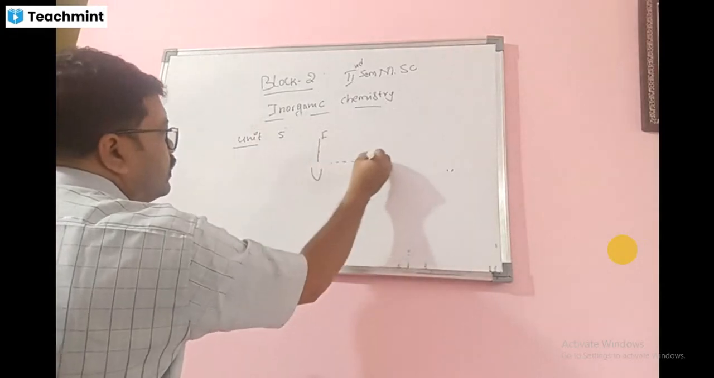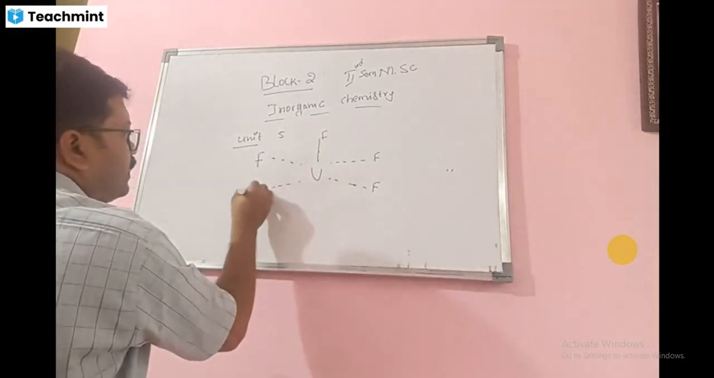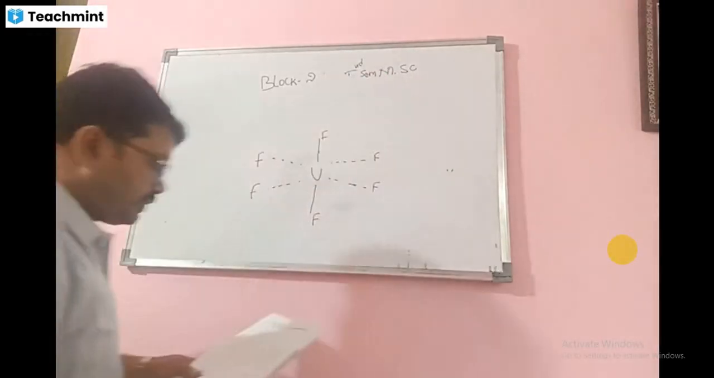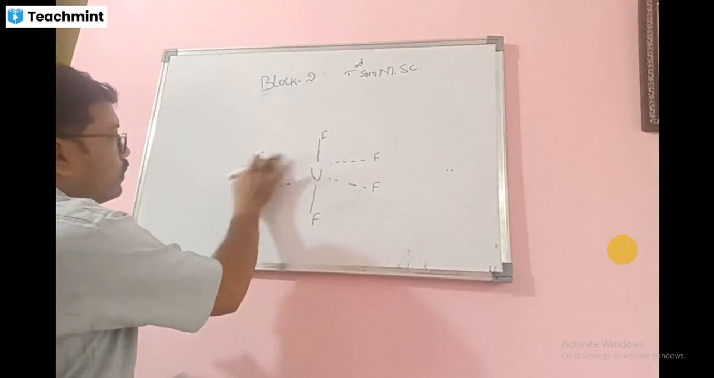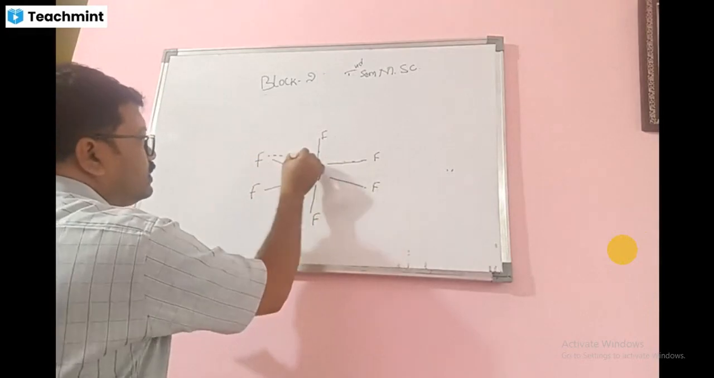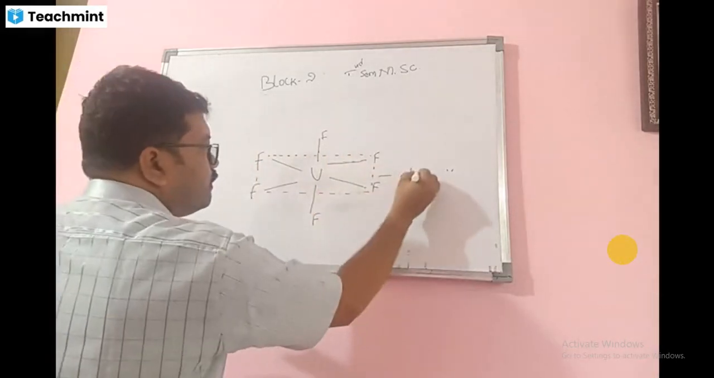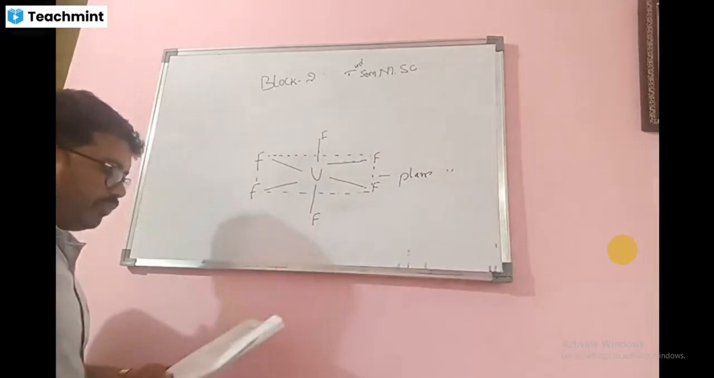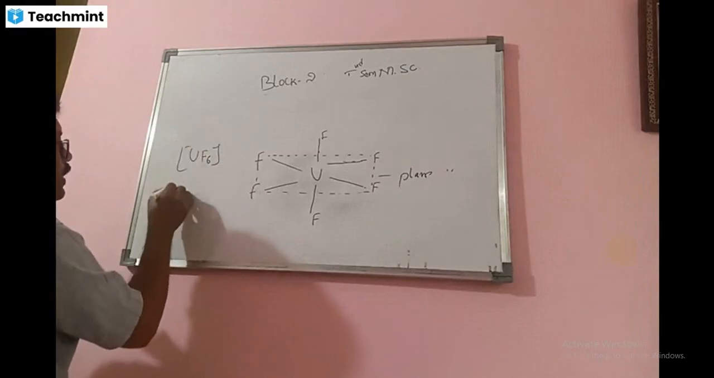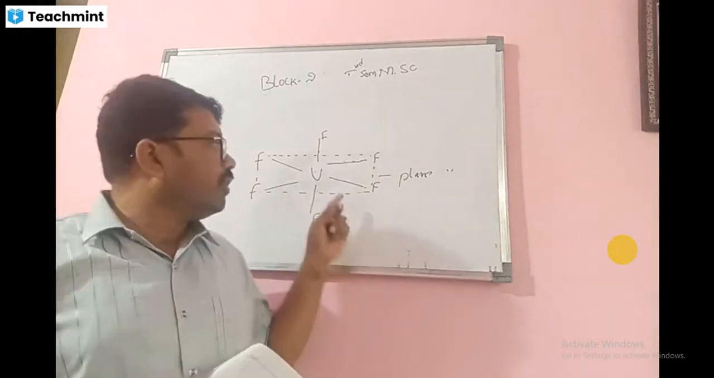So this is a uranium complex, hexafluorouranium. These 4 fluorines are in the dotted lines plane. This one is above the plane and this one is below the plane. So this is neutral hexafluorouranium. This is neutral, no net charge. This is a neutral complex.